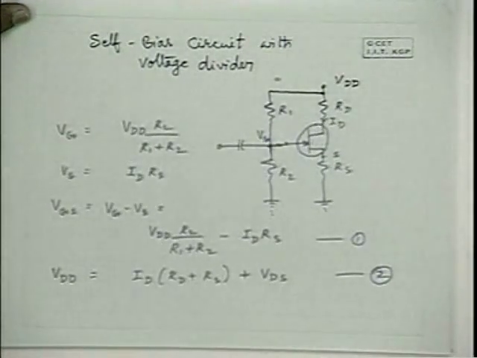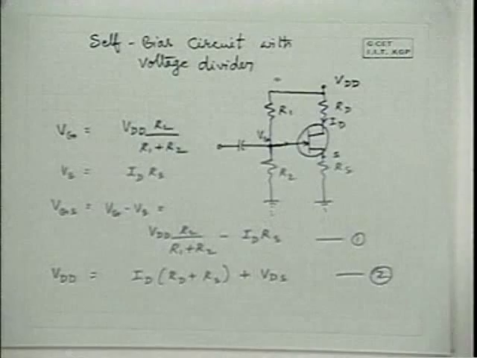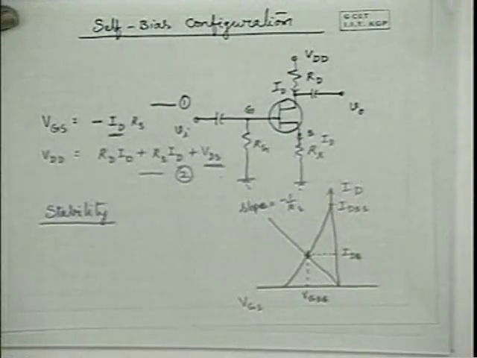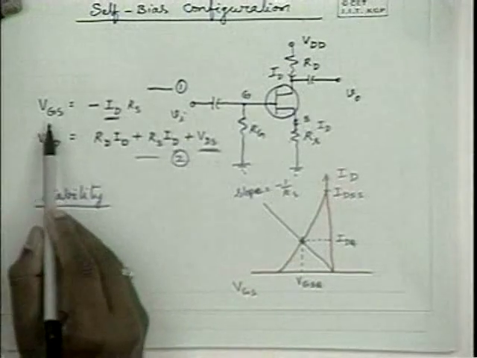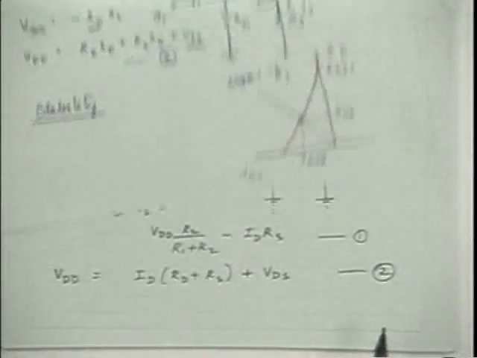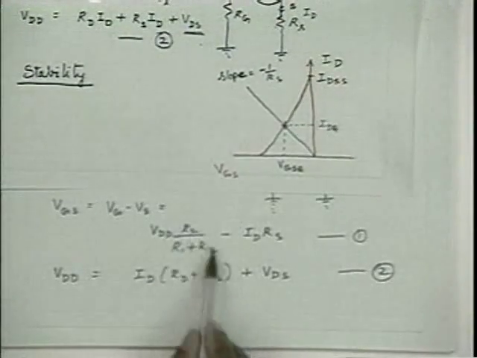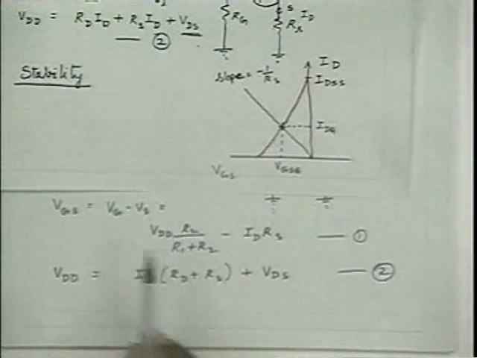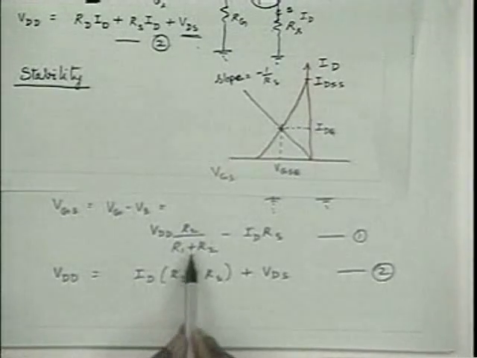Now in this particular case, let us try to solve it graphically using this equation. Earlier the equation was passing through the origin because the equation was VGS is equal to minus IDRS. In terms of VGS and ID, it is a straight line equation passing through the origin. Now it is this equation, VGS is equal to this constant minus ID RS. That means when ID is equal to 0, VGS is equal to this constant, which is some positive value.